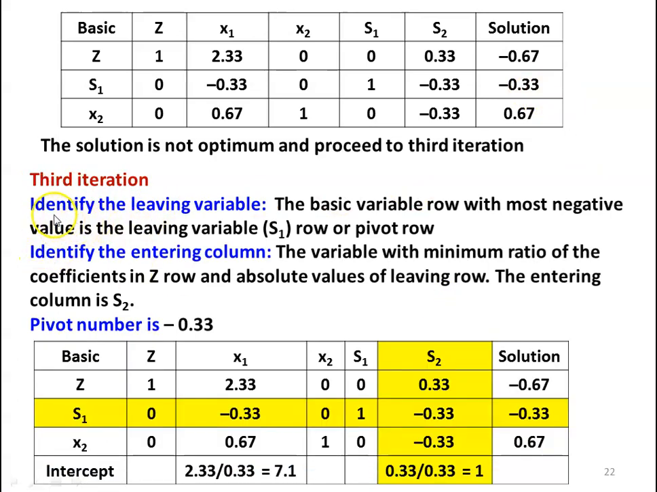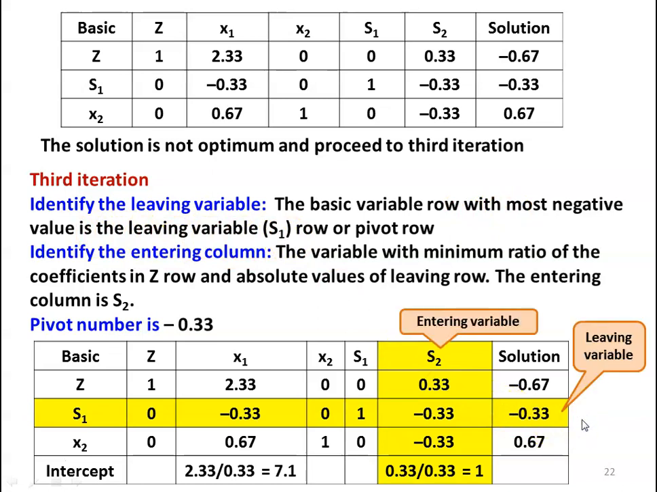In the next iteration, we have to identify the leaving variable. The basic variable with the most negative value is the leaving variable. S1 is the leaving variable. And identify the entering column, the variable with the minimum ratio. Intercept: we calculate 2.33 divided by 0.33 equal to 7.1, 0.33 divided by 0.33 equal to 1. So, entering variable is S2.